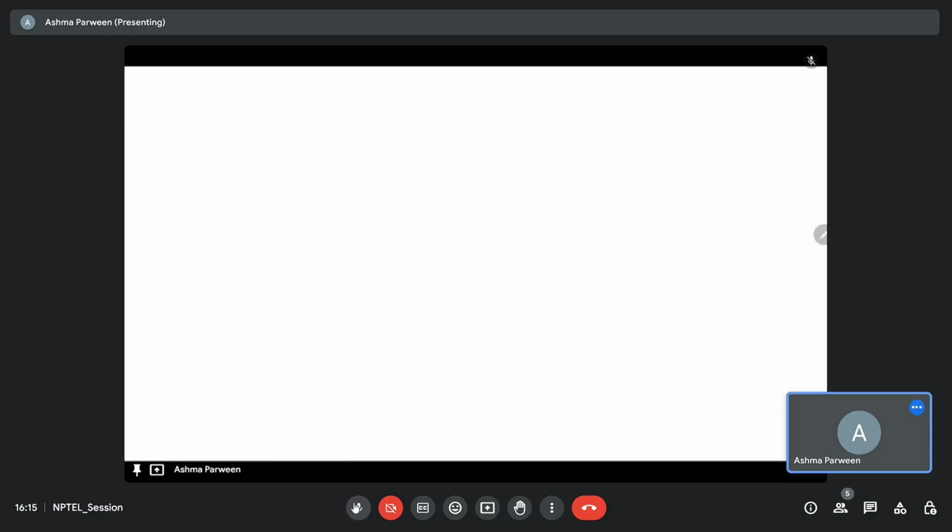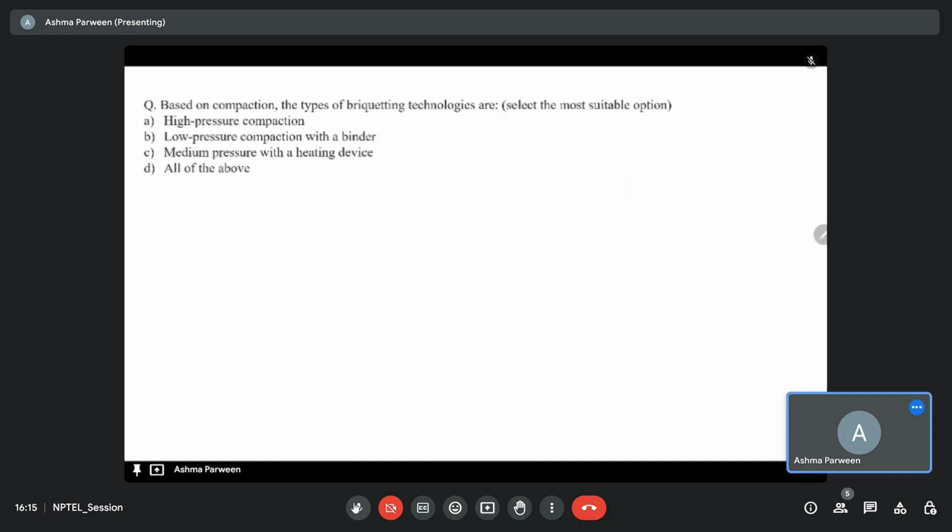Let's move to the next question. Based on compaction, the types of briquetting technologies are A. High pressure compaction, B. Low pressure compaction with a binder, C. Medium pressure with a heating device, or D. All of the above. Again, we have to find out the most suitable option. So again, I will give you 3 minutes. Just take your time and write the correct option in the chat box.